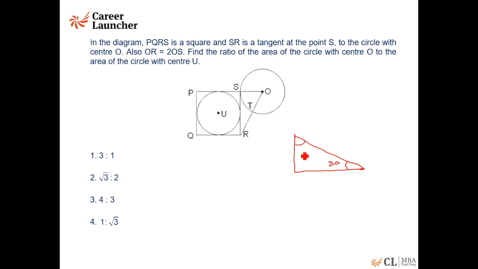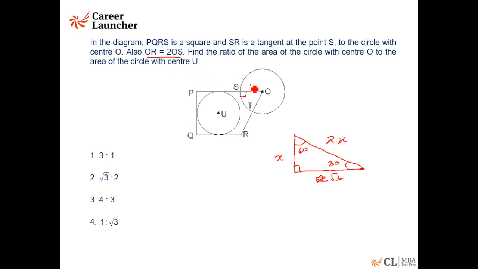30, 60, 90. What is special? The side opposite 30, if it is x, this will be x root 3 opposite 60, and this will be 2x. What is the situation here? This is a right angle triangle.